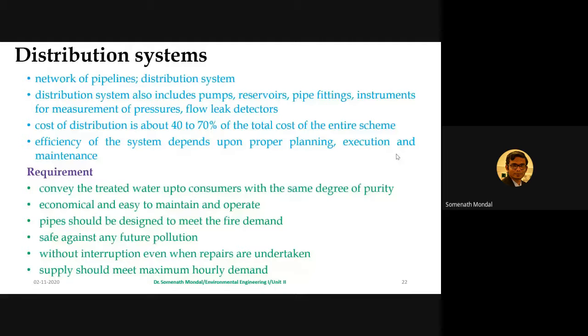It should be safe as not to cause the failure of the pipelines by bursting, etc. So that is another aspect. It should be fairly watertight, and we need to minimize the chance of loss, and should be able to supply such a quantity of water so that the maximum hourly demand is satisfied. So mostly these are the different requirements which are very important and are associated with the distribution systems.